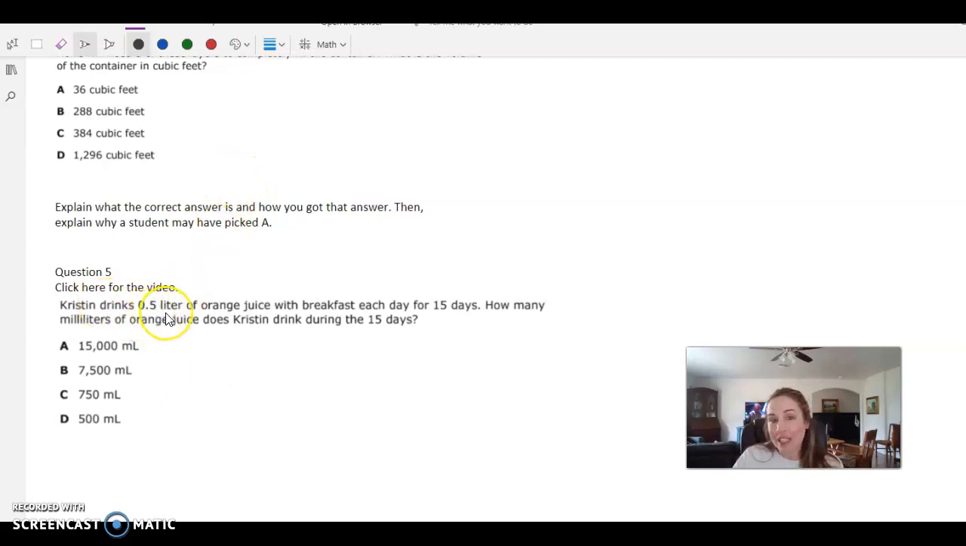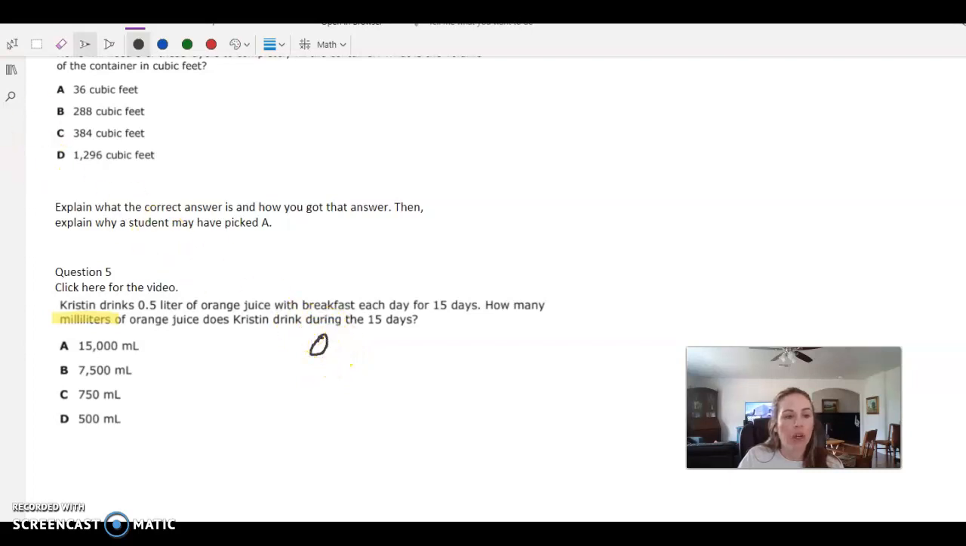She drinks 5/10 liters for 15 days. How many milliliters? All right. So first, what we need to do is figure out how many liters she drinks in 15 days, because that's going to help us find our answer. If she drinks 5/10 in 1 day and we want to know how many is in 15 days, then of course we're looking for the total and we have equal groups, so we're going to multiply.